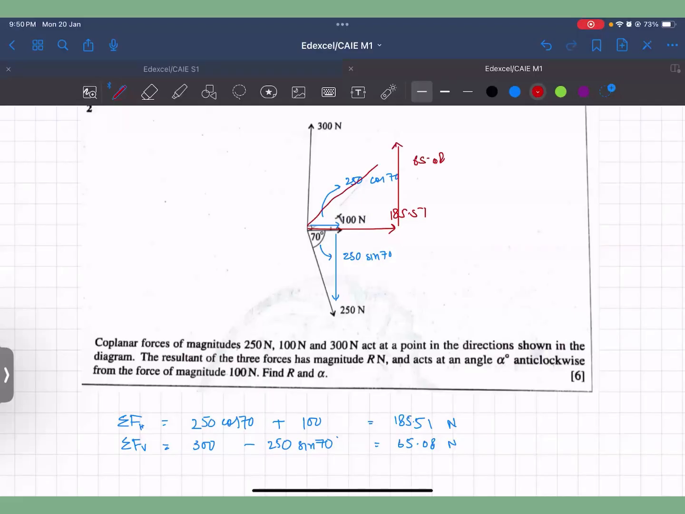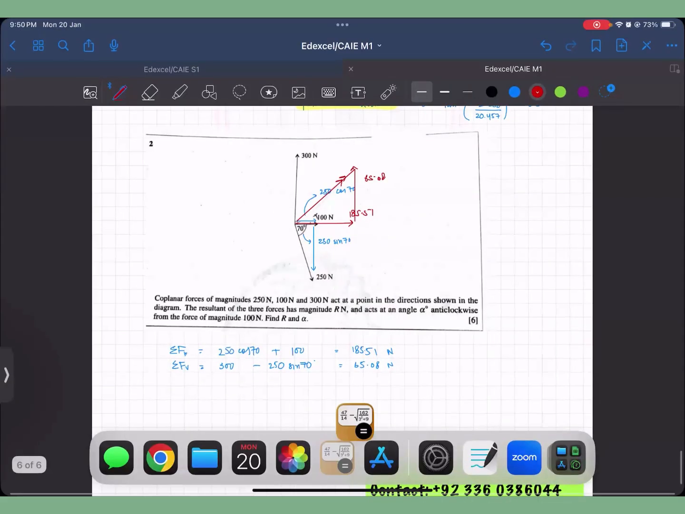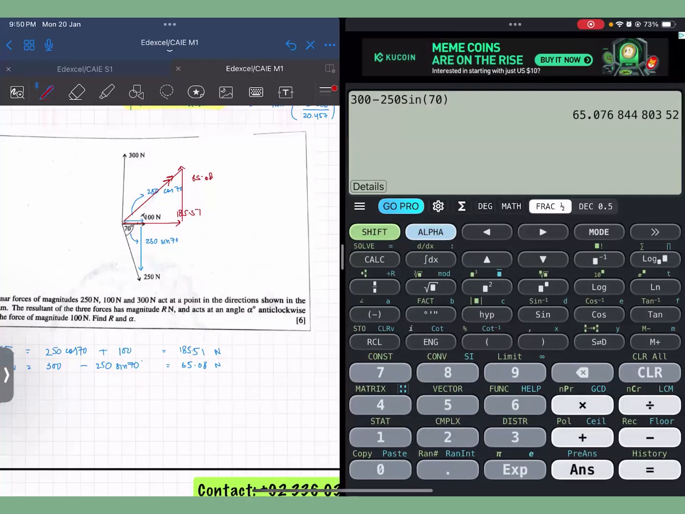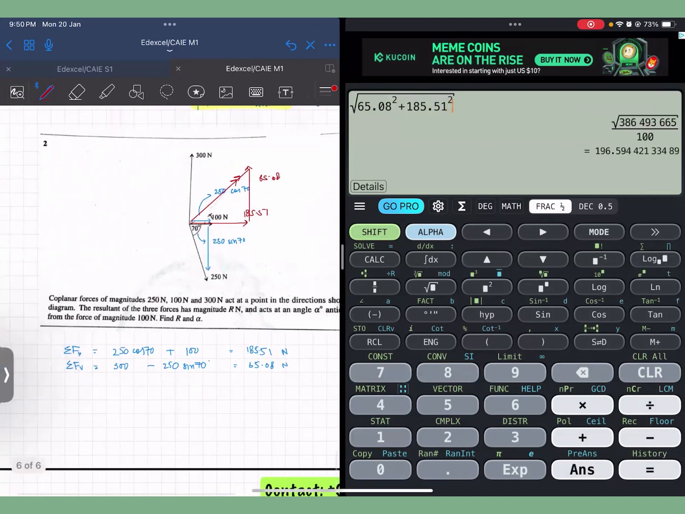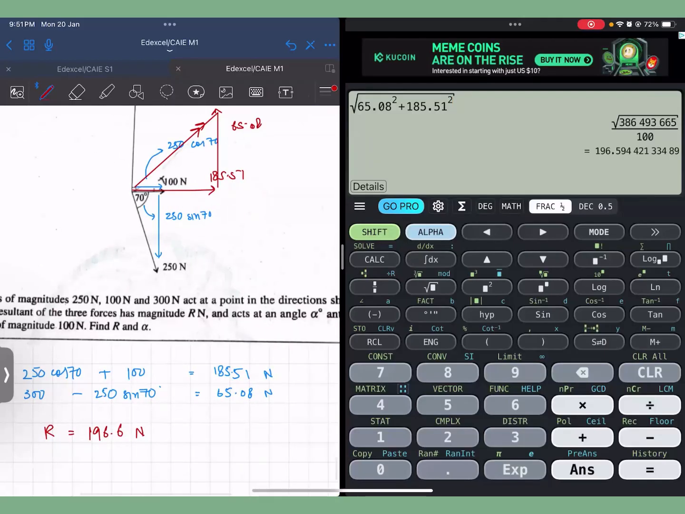So this is the resultant force, for which you apply the Pythagoras theorem. Both components are positive: I moved in the right direction and in the up direction. So R is the square root of 65.08 squared plus 185.51 squared, which is 196.6 Newton. And they are asking you for the angle alpha.